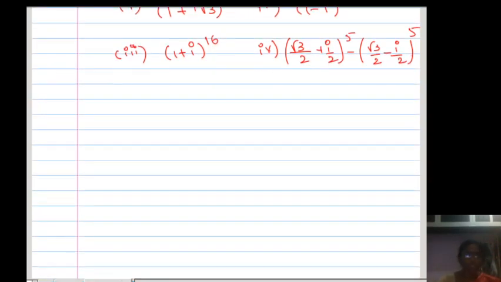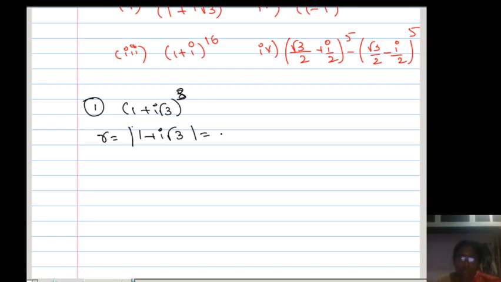How to find the values of these? Let us see the first one. What is the first question? 1 plus i root 3 power 3, simplification. First write 1 plus i root 3 into polar form. How to write the polar form? First you take the modulus. r is equal to the mod of this. Mod means under root x square plus y square, so I can write 2.